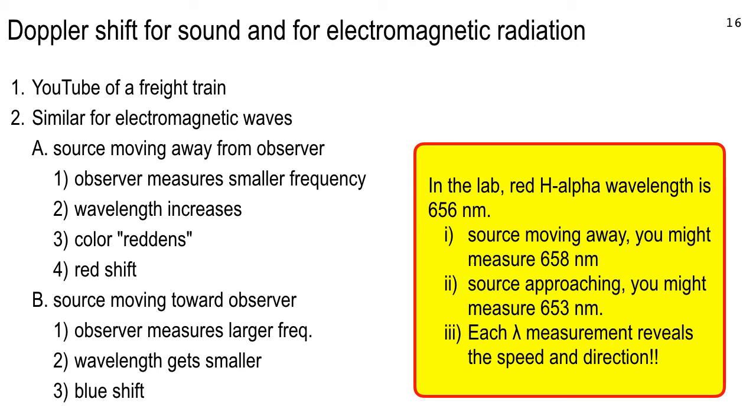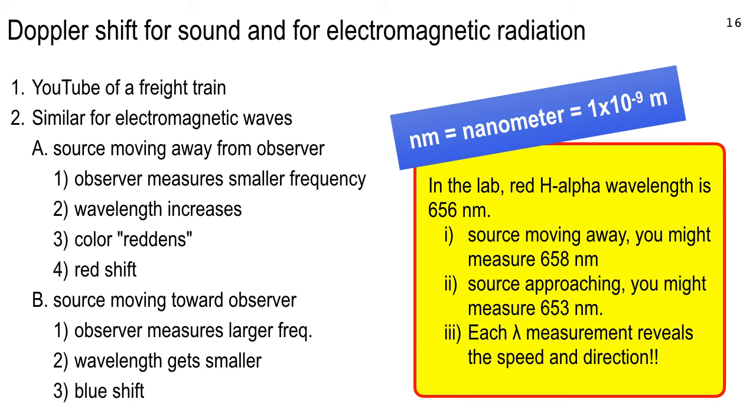H alpha in the lab, when you're at rest with respect to the source, is 656 nanometers. Now, a nanometer is 1 times 10 to the minus 9, a billionth of a meter. The wavelength for H alpha that we saw on the first day of class is 656 nanometers. Now, if the source is moving away from you, you might measure the wavelength at 658.